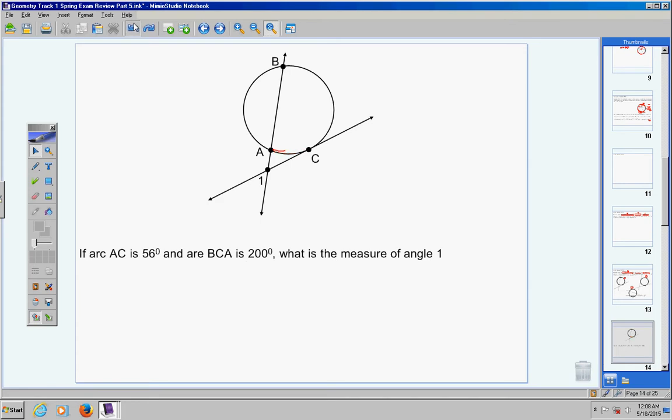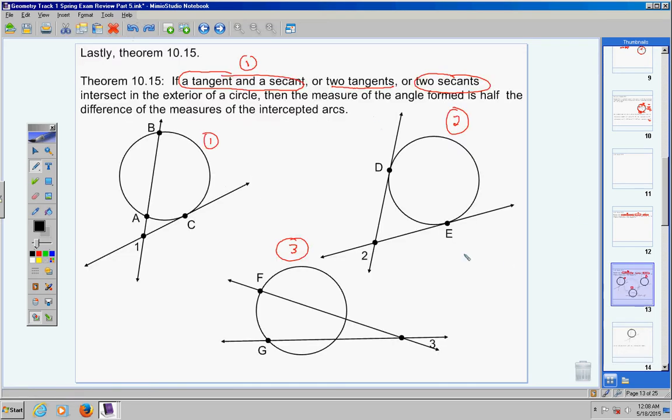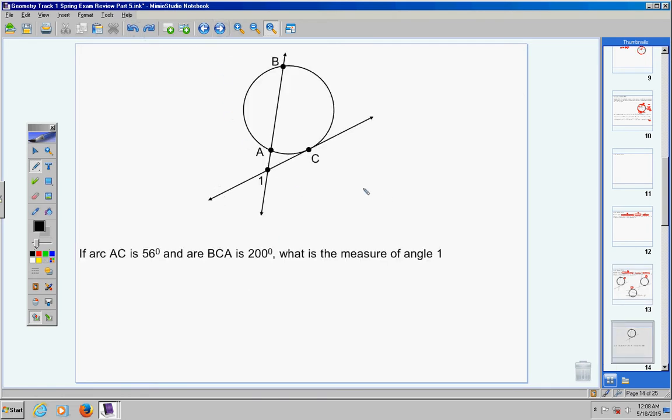Okay, anyways, look, students, notice I have a secant line and a tangent line. Now that's one of my scenarios given to me right back here. Secant, tangent. Alright, so I have that scenario. Now, please just dig deep and think.